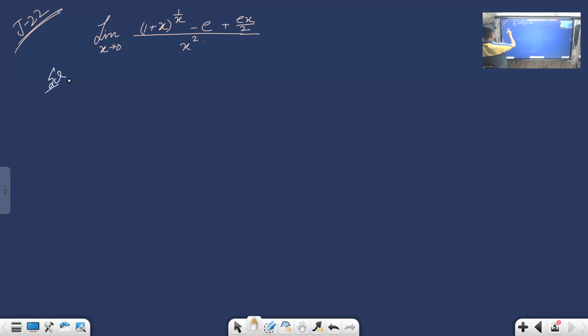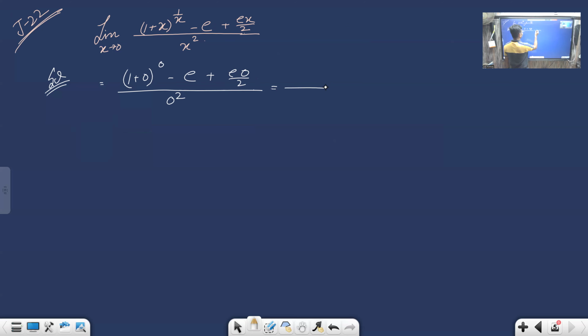Now, limit x tends to 0. So let's put it straight away. 1 plus 0 to the power 0, minus e constant plus e into 0, divided by 2 upon 0 square. So 0 square will definitely make whatever you have got in the numerator, anything over 0, is 1 minus e divided by 0. Sorry, infinity. Come on. Let's work it out.